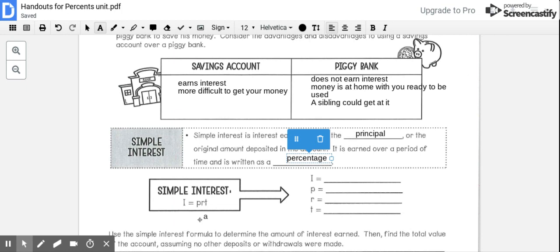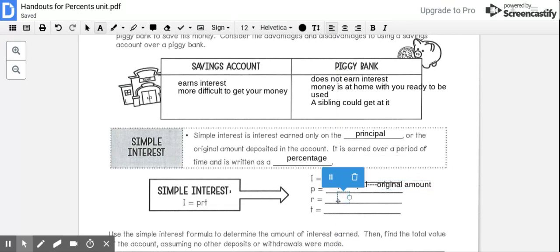So there's a simple formula here. Simple interest is I, and I stands for interest, equals P. You should know that, we just talked about it. That's the principal. And maybe you just want to put original amount, because that would be the money that you deposit, or if you're borrowing money, it would be the money that you borrow. Like if the car costs $20,000 and you're going to borrow that, that would be your principal.